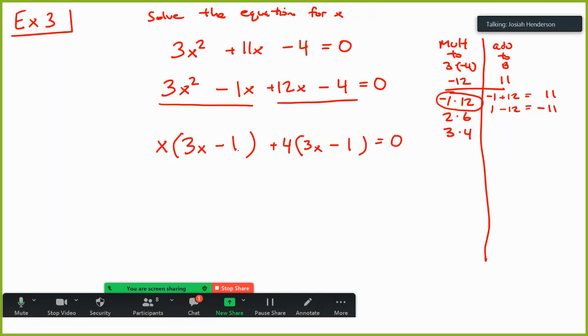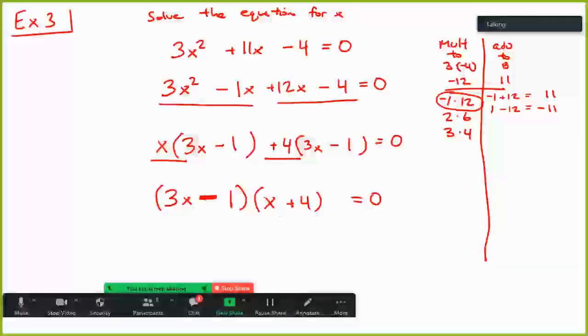And we factor out our parentheses. Oops, it's supposed to be minus. 3x minus 1, and x plus 4 is left over in its own parentheses. All right, there's going to be a fraction answer because I see 3x minus 1 instead of just x minus 1. So it's going to be a fraction with a 3 in it.